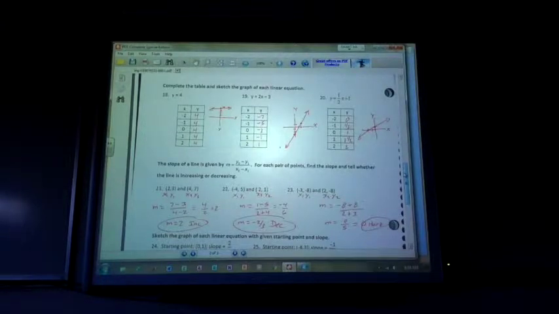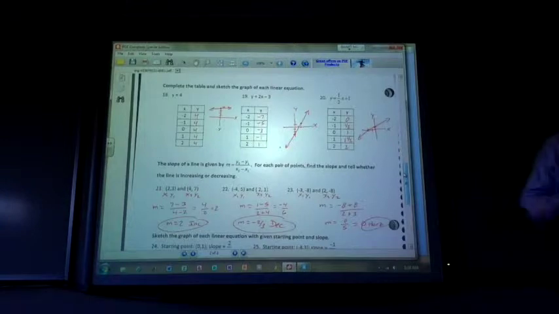Number 23, if you plug negative 8 in, you get negative 8 minus negative 8, which gives you 0 on top. 0 on top is 0. So this is not increasing or decreasing. It's actually a horizontal line. Okay, so you have a slope of 0.